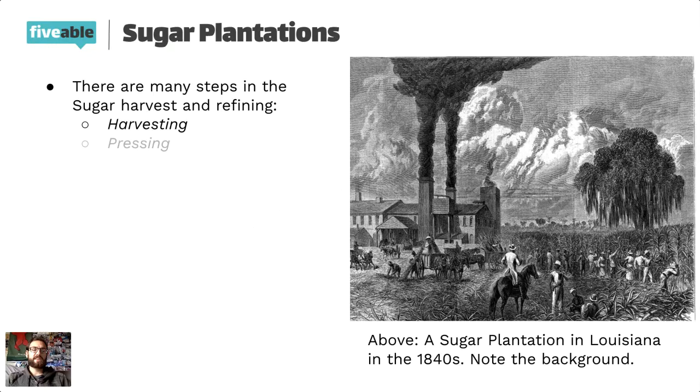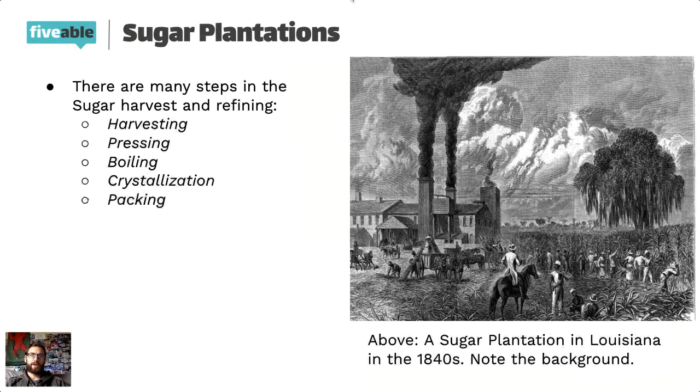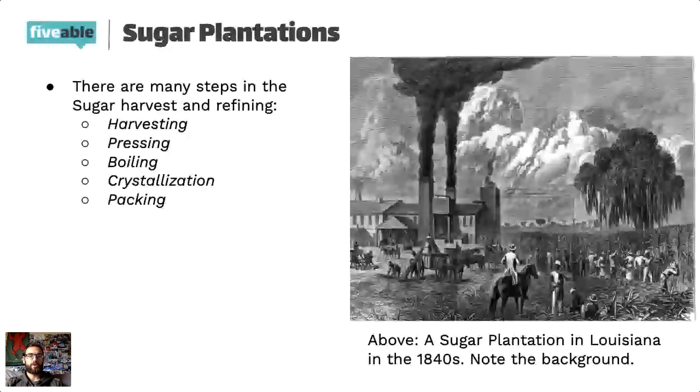You would need to press the cane to get the juices out. You then need to boil the juices to clean them up. You'd need to let the juices crystallize into the little teeny tiny sugar granules that we're used to today. And then you'd need to pack those sugar granules either into a barrel in the old days, or today you'd pack it into like a little bag of paper, like you pick it up at the store.